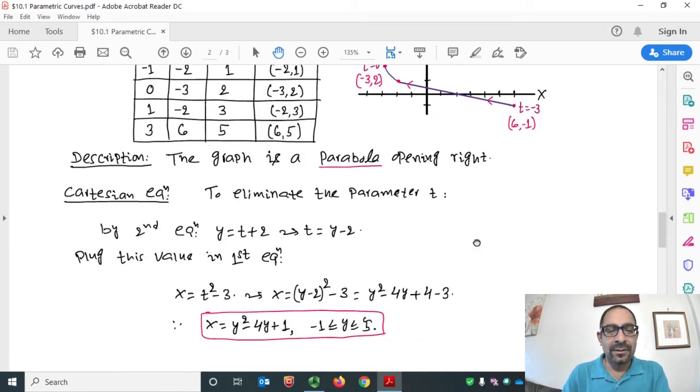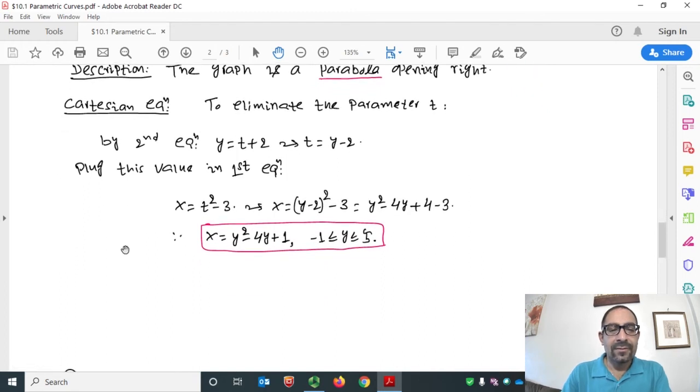Awesome. Let's move on. Then from equation 1, x equals t squared minus 3. x equals, our t is y minus 2. So plug the value t equals y minus 2, squared, minus 3. Then FOIL: y minus 2 squared means multiply y minus 2 times y minus 2. It gives us y squared minus 4y plus 4 minus 3 as it is.